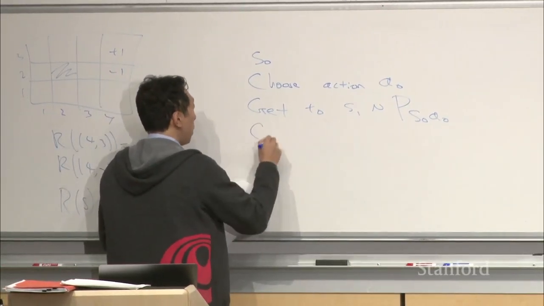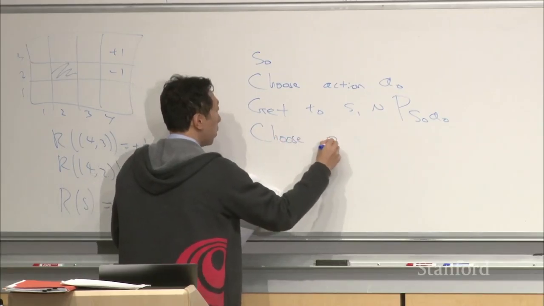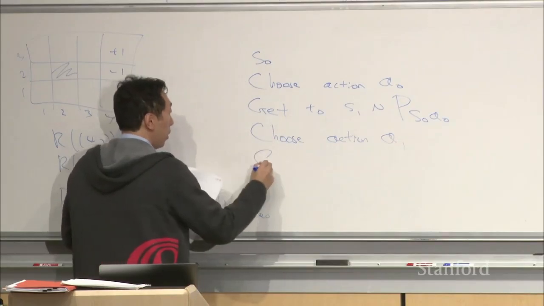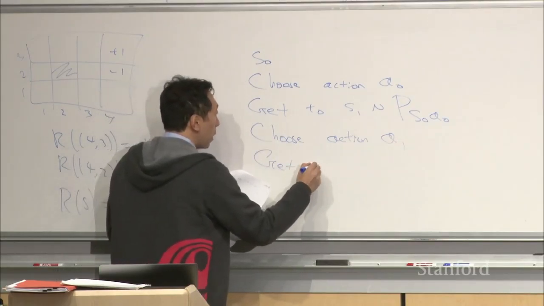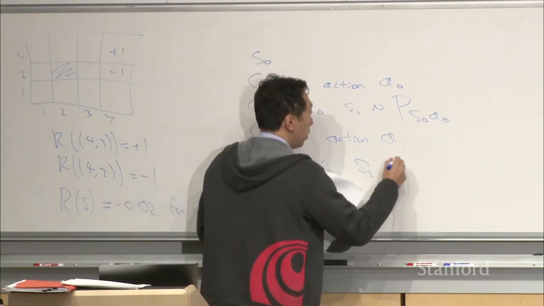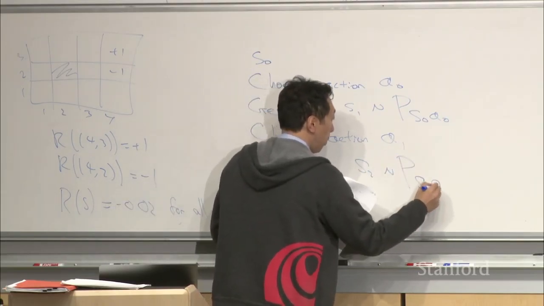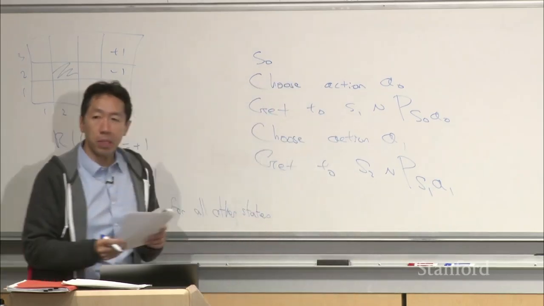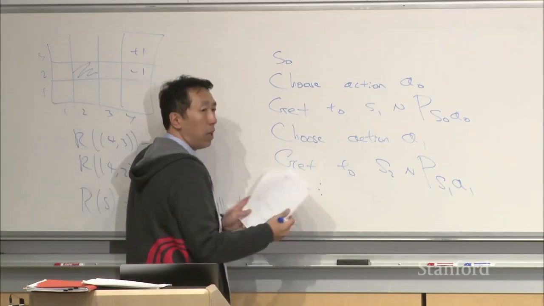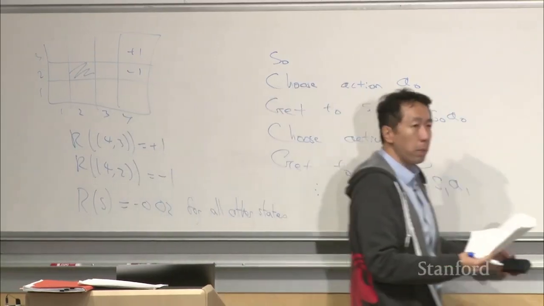Now that it's in S1, it then has to choose a new action, A1. And as a consequence of the action A1, it will get to some new state S2, which is governed by the state transition probabilities of S1, A1, and so on. Okay, and the robot just keeps on running.